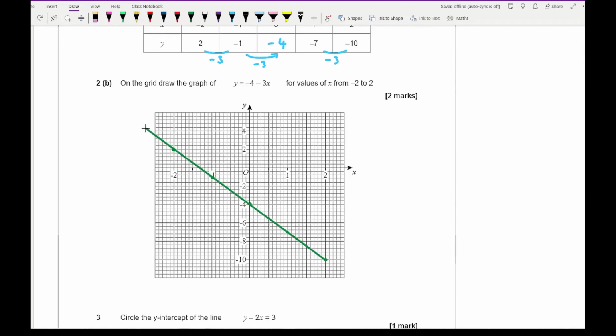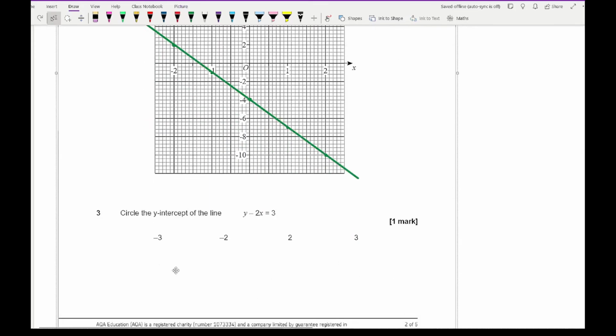which is about there. And you can see that the line goes through all the points that I've just plotted. Moving on to question 3, it says circle the y-intercept of y minus 2x equals 3. So it's not looking at the above line, it's looking at this another separate line.